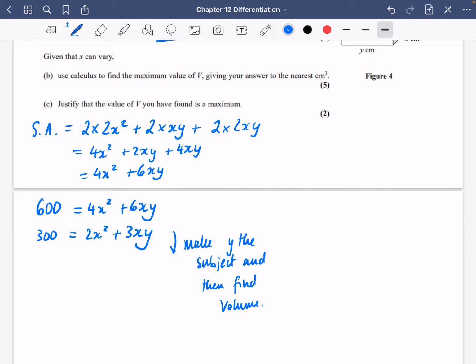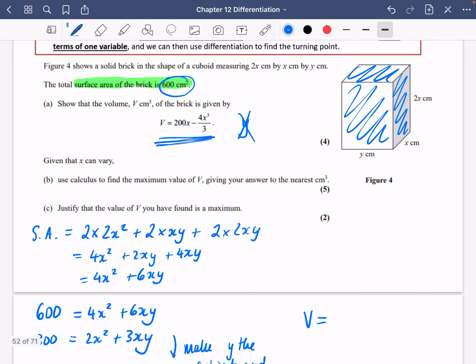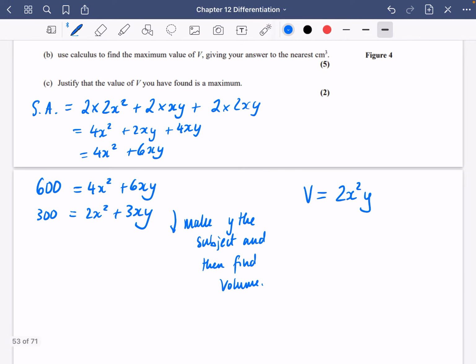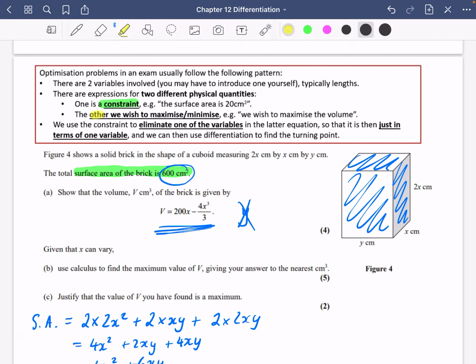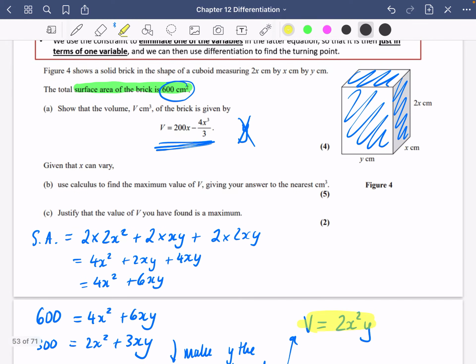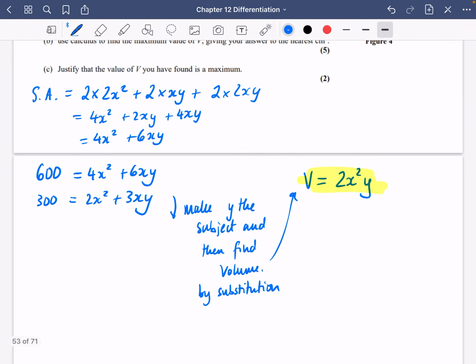Okay, might be a good idea now to say what the volume is. We know the volume is just those three things multiplied, so that's 2x times by x times by y. So we're going to make y the subject in this one over here, and then we're going to substitute it into the volume. So let's just quickly do another bit here. The other one is the thing we wish to maximize or minimize, is going to be this formula. Let's make y the subject then. So that's going to be 300 minus 2x squared divided by 3x is equal to y.